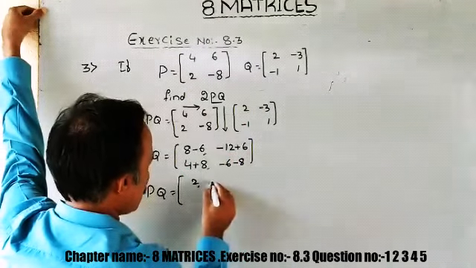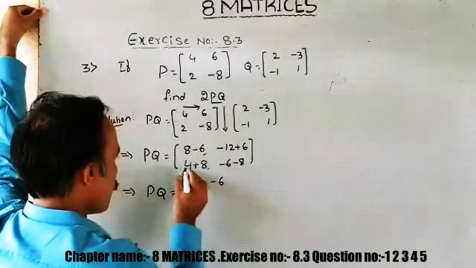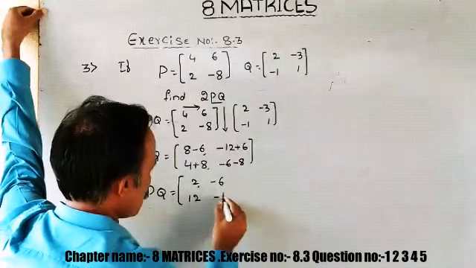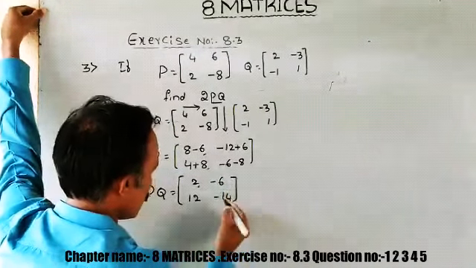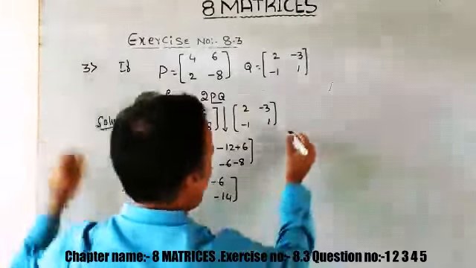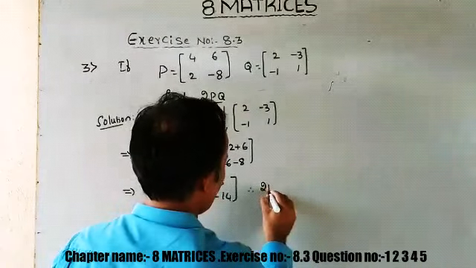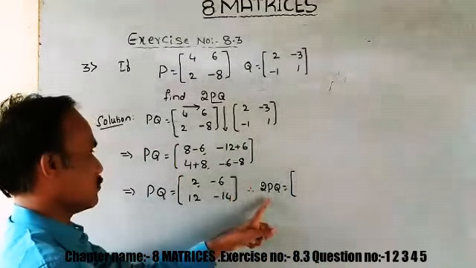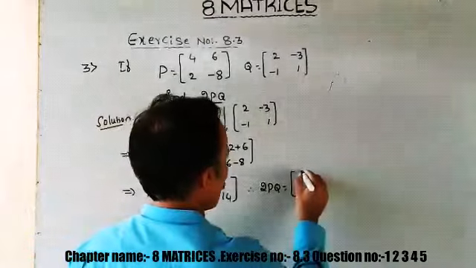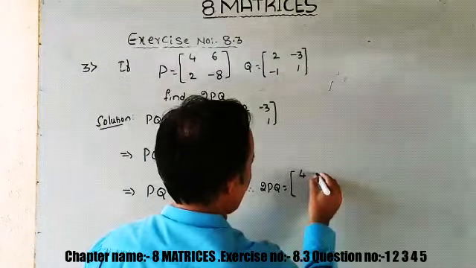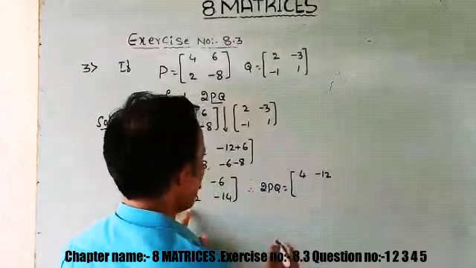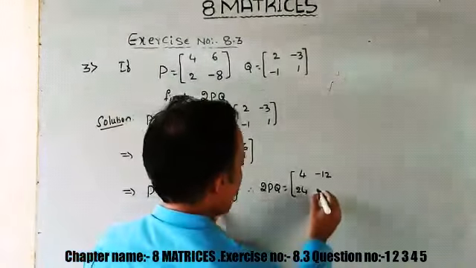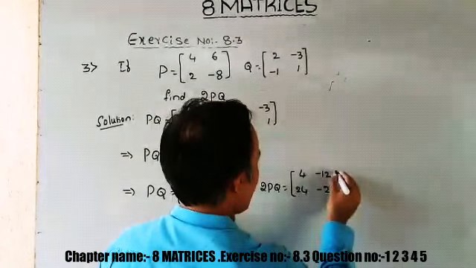Minus 12 plus 6, minus 6. 4 plus 8, 12. Minus 6 minus 8, minus 14. So therefore 2PQ is equal to, multiply all the elements by 2. 2 into 2, 4. 2 into minus 6, minus 12. 2 into 12, 24. 2 into minus 14, minus 28. So this is the final answer.